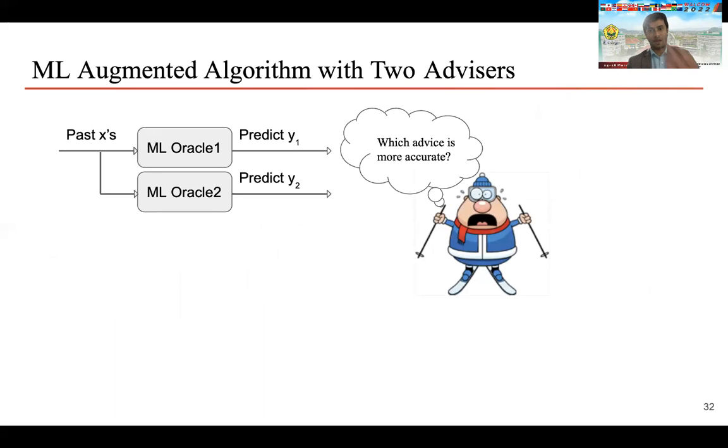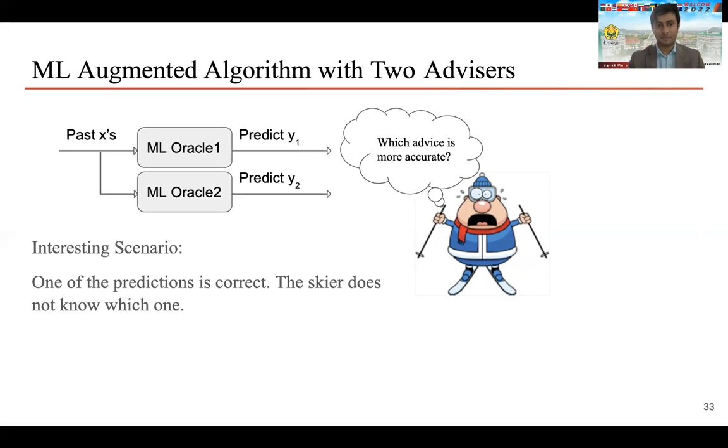Now, let us go to another domain where we have multiple advisors, which is 2 advisors we study here. So what happens here necessarily is that 2 advisors are predicting 2 different quantities, y1 and y2. Now the skier is confused about which advice to use. One interesting scenario here: one of the predictions, let's say, is correct, and the skier does not know which one is correct. What can be a strategy in this case?